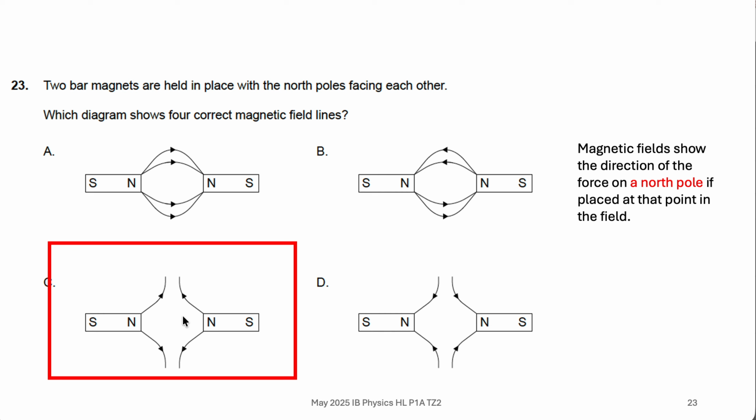Now, interesting to note, there are no field lines in this location. What does that mean? It means that the field would be zero. So if I were to place my north pole at the point right in the middle here, there would be no net field. In other words, our compass would just simply start spinning because it would have zero force, zero field acting on it.